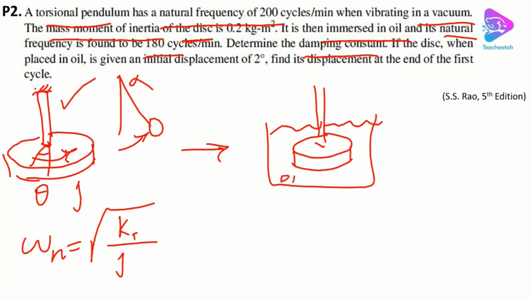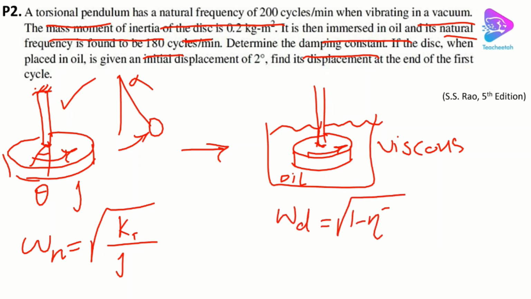And this is oil, sorry for my drawing. And then we have a sort of viscous damping added into the system, and that's why we need to calculate the damping constant for this system. So in that case we have omega D, which is equal to square root of 1 minus zeta squared times omega N. Okay, so now the problem is looking for the damping constant C if we have this sort of behavior.